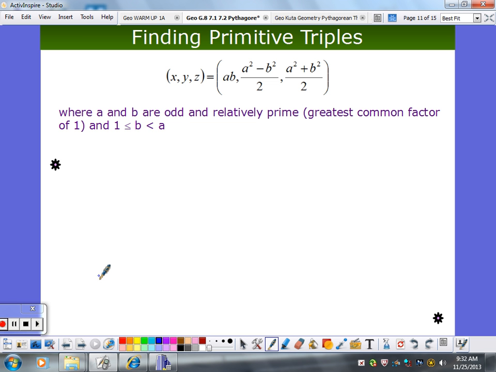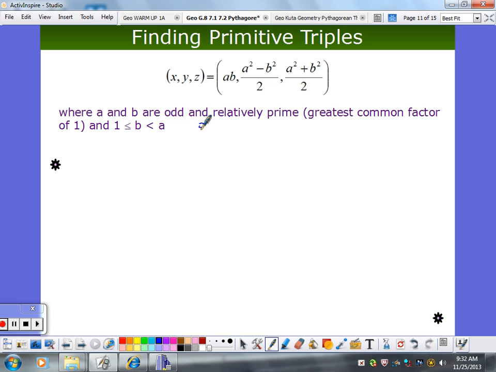It's a little aside. This is just something cool I found, that you can actually create your own primitive triples. So the idea is a set of three numbers here. If you multiply the first two and you apply these little expressions to them, you can get a triple. So A and B are odd and relatively prime. So that means that if you pick two numbers, they're positive integers, and the only factor they have in common is 1, then you can create a triple.